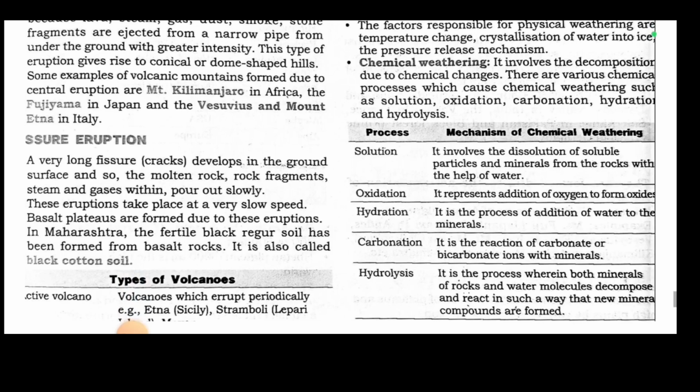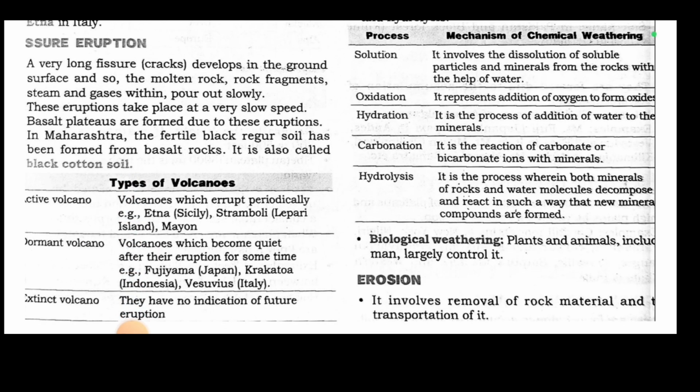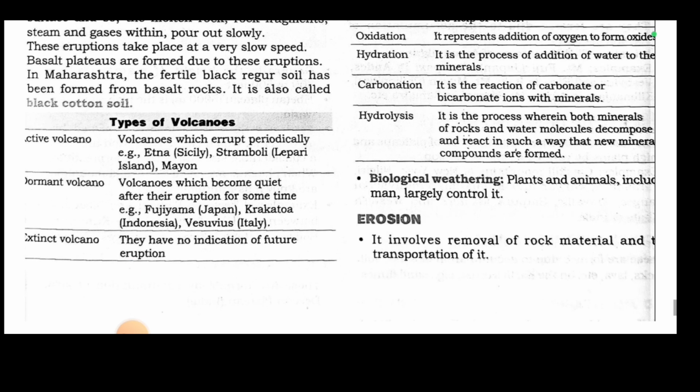Fissure eruption. A very long fissure develops in the ground surface, and so the molten rock fragments, steam and gases within pour out slowly. These eruptions take place at a very slow speed. Basalt plateaus are formed due to this eruption. In Maharashtra, the fertile black regur soil has been formed from basalt rocks. It is also called black cotton soil. Types of volcanoes: active volcano, dormant volcano, extinct volcano.